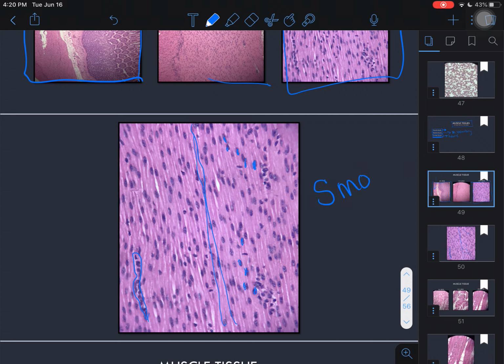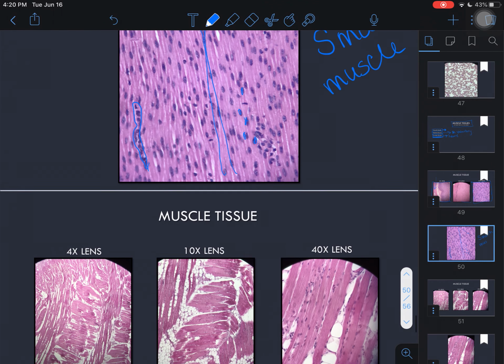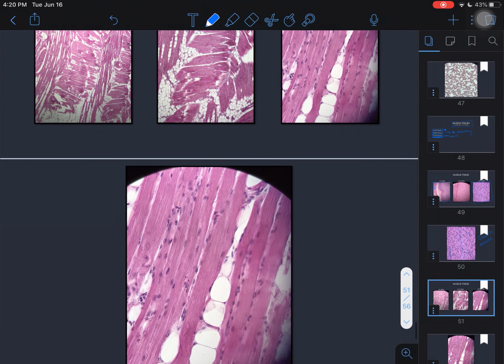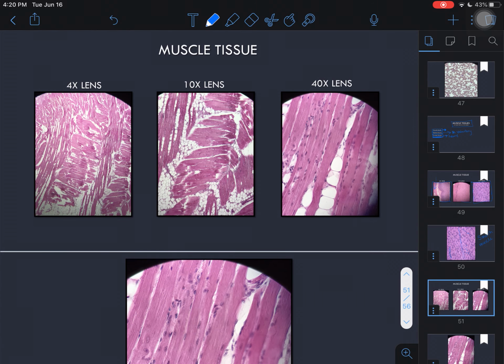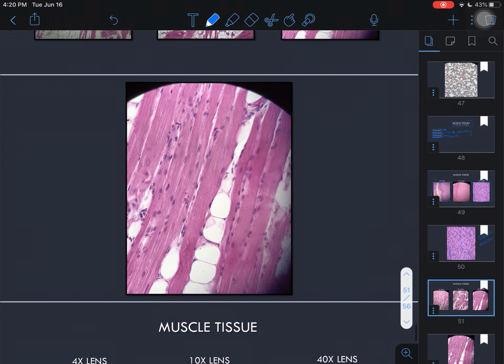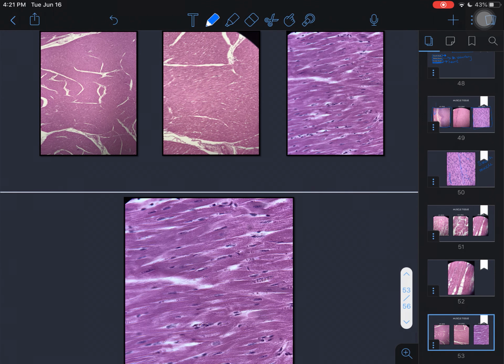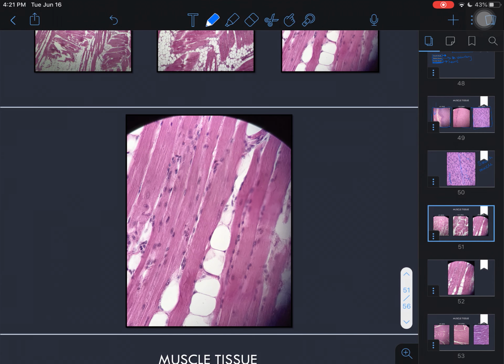Smooth muscle. Okay. Next, right here, right? We have skeletal muscle. Yep, okay. Just double checking myself. Skeletal muscle.